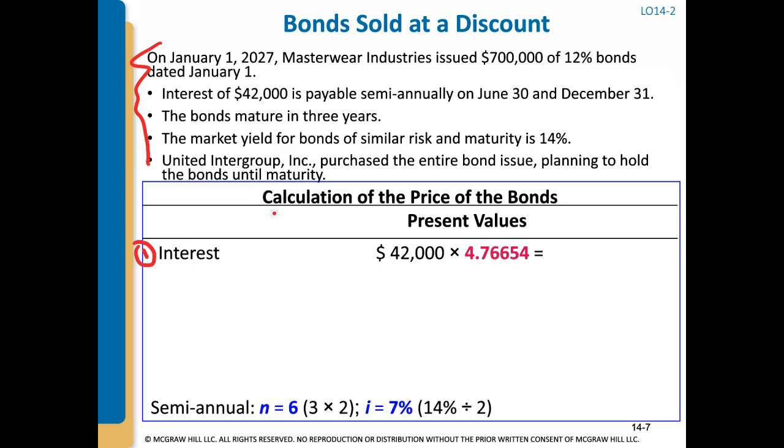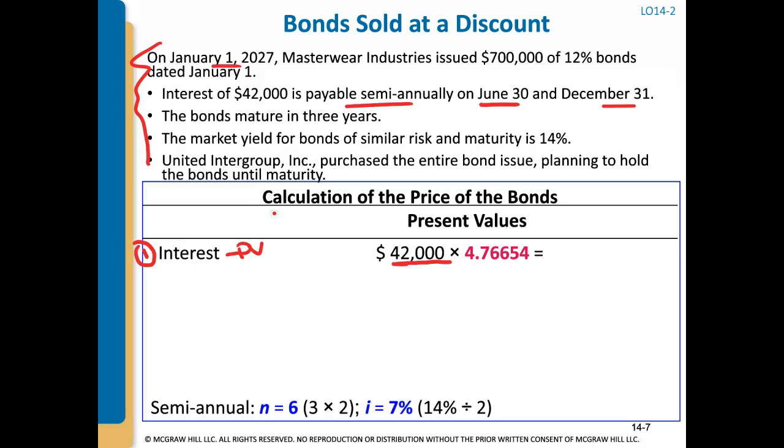So we already calculated that the interest payments are going to be $42,000, right? Because they're paid semi-annually. But you have to take the present value of the interest payments as the first part of calculating the price of the bond. And these interest payments, unless they say otherwise, oh no, actually, I'm sorry. It says they're paid June 30th and December 31st. Our bond is January 1.